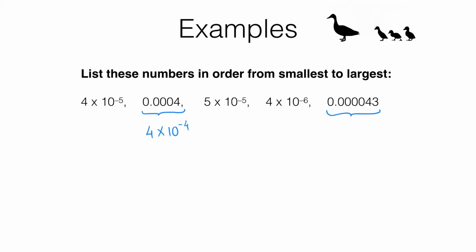Let's look at 0.000043. That is going to be 4.3 multiplied by 10 to the power of negative 1, 2, 3, 4, 5.